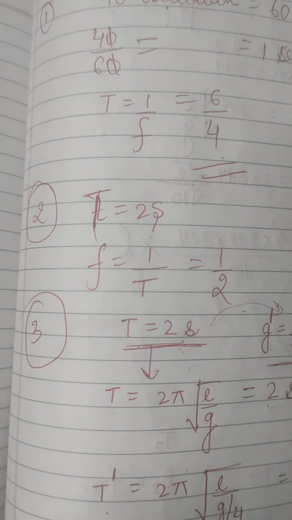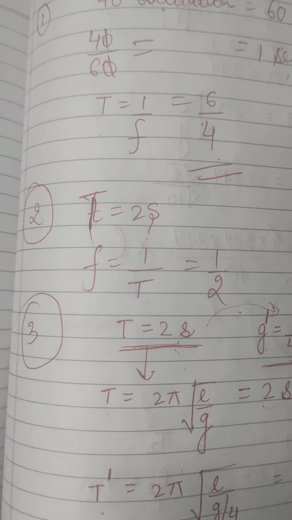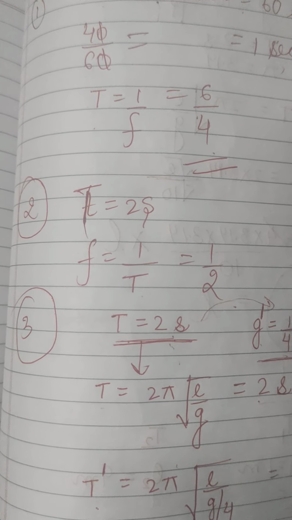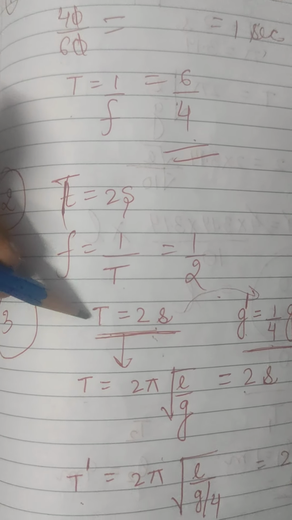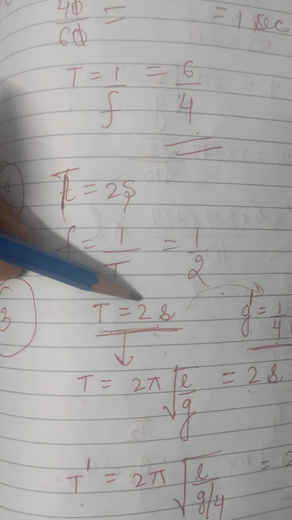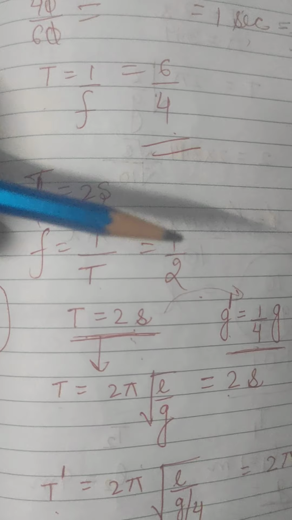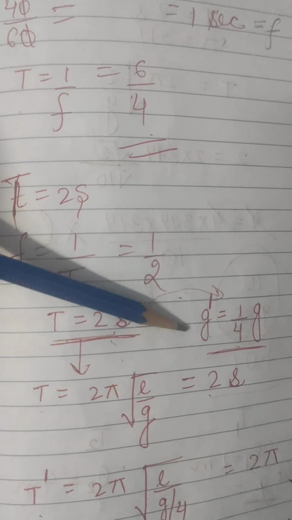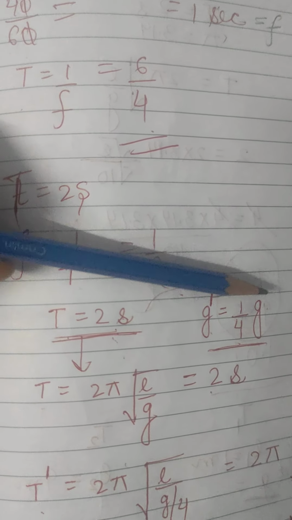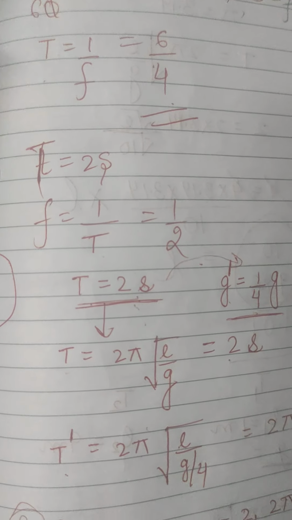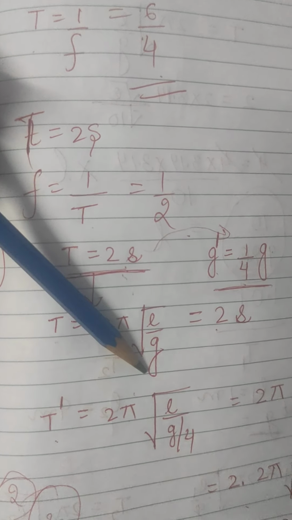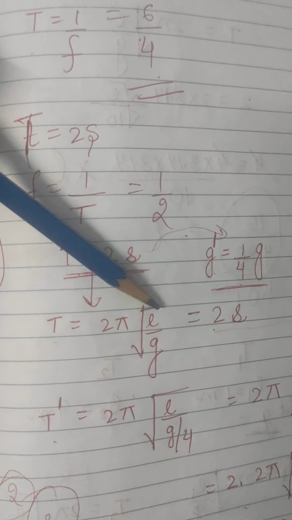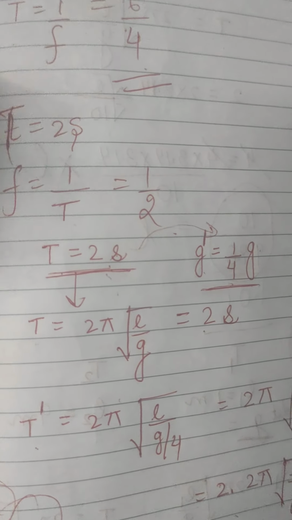Third question here. A seconds pendulum is taken to a place where acceleration due to gravity falls to 1/4. So for the seconds pendulum, the time period is given to us, that is 2 seconds. Now we have taken it somewhere where the acceleration becomes 1 by 4 of the actual g. You know this relationship, T is equal to 2 pi under the root L upon g. That is given to us, that this value is equal to 2 seconds.